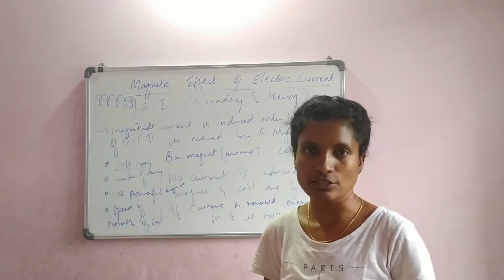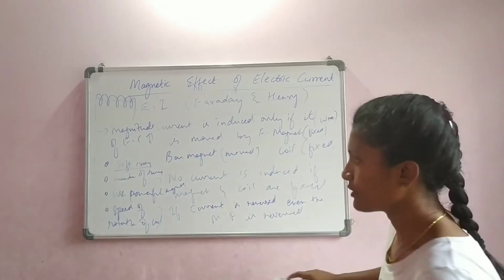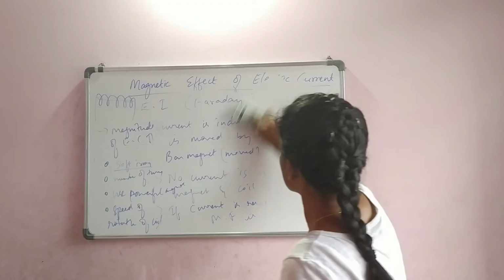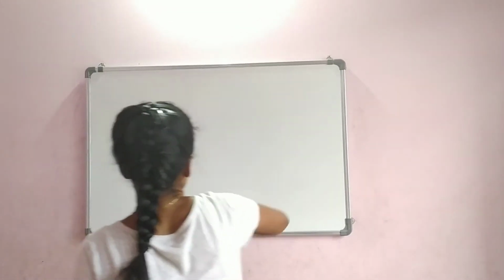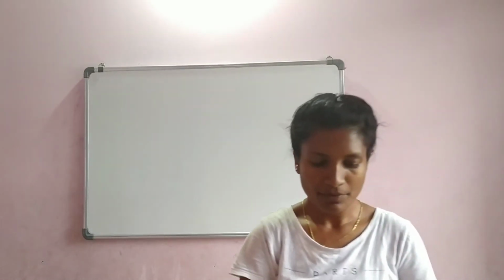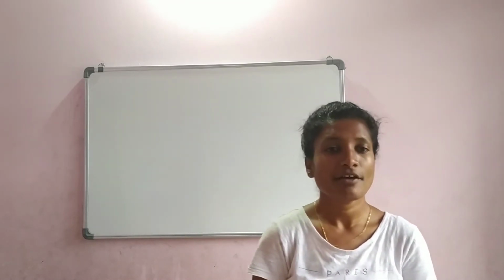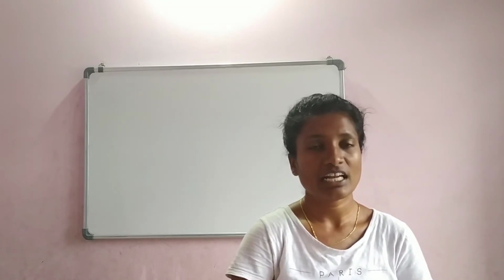Now let us move on to the next topic. So these are the 2 experiments to demonstrate electromagnetic induction. Okay, so the next topic is Fleming's right hand rule. In the previous session we discussed Fleming's left hand rule. Now it is the right hand rule. To understand electromagnetic induction better, let us use Fleming's right hand rule.